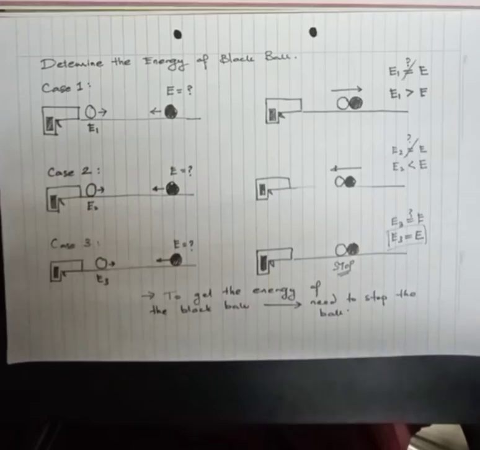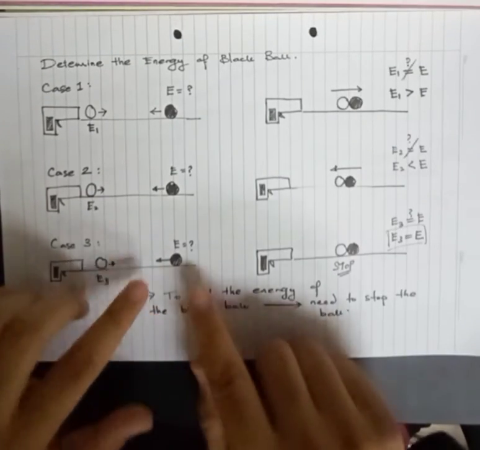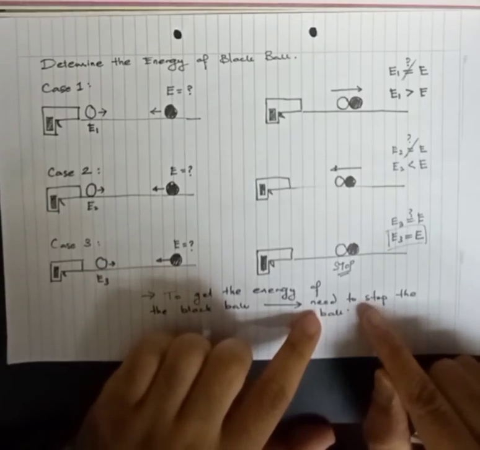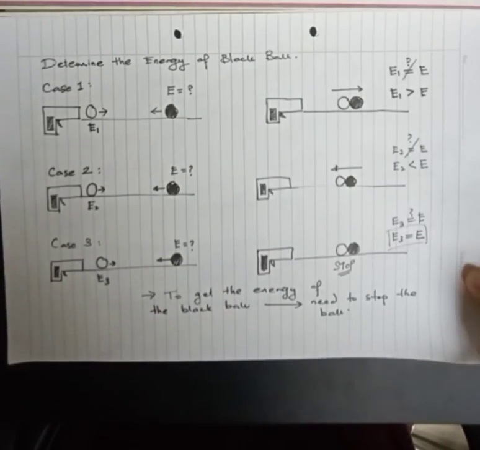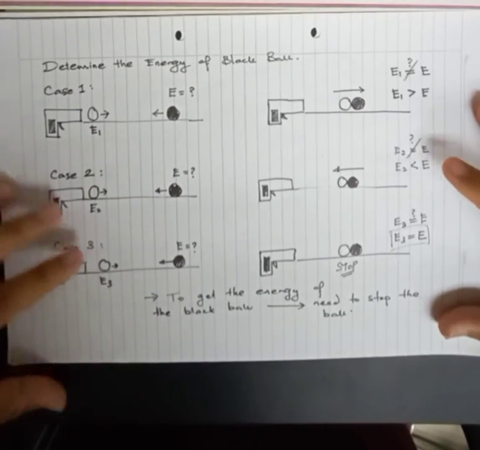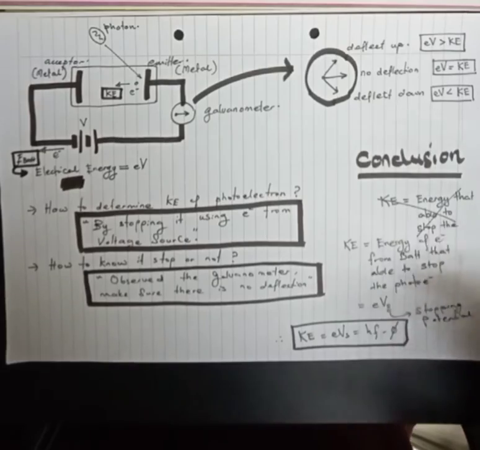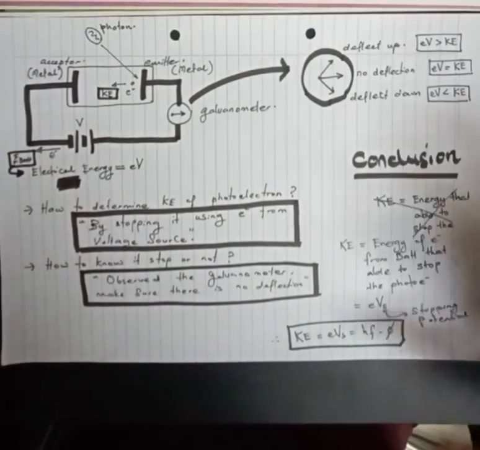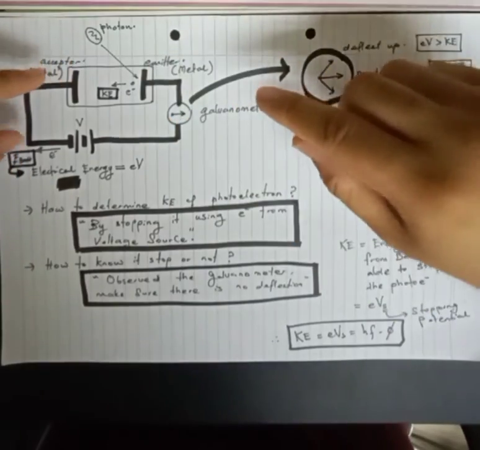So what we can say in this situation is that to get the energy of the black ball, we need to stop the black ball by using the white ball. Remember this situation, we will use it to discuss this. This is actually when we apply the photoelectric effect in the circuit.